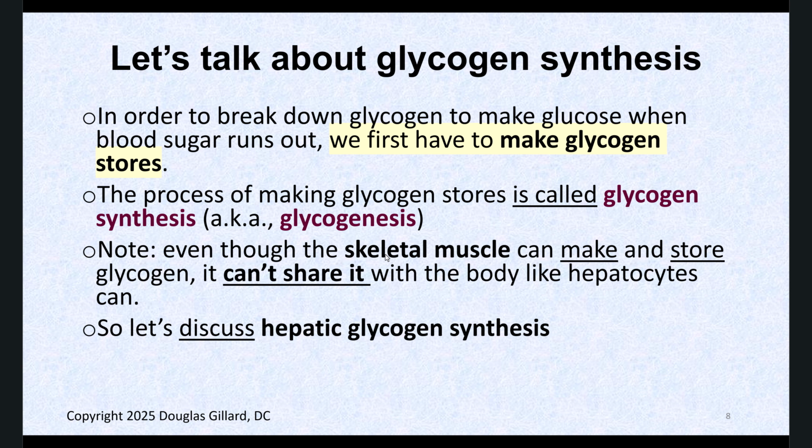A note that skeletal muscle can also make and store glycogen. So skeletal muscle can run glycogen synthesis, but it can't share. When it's starving and needs glucose, it can break its own glycogen down for its own use, but it can't share. It doesn't have glucose 6-phosphatase, and therefore it can't share.